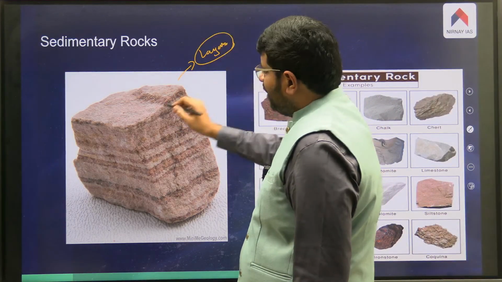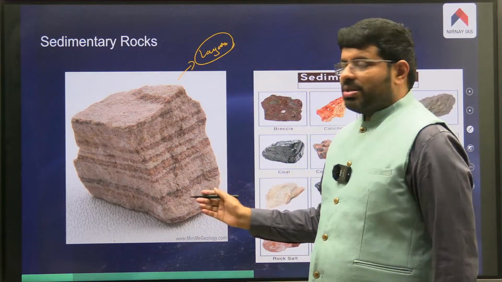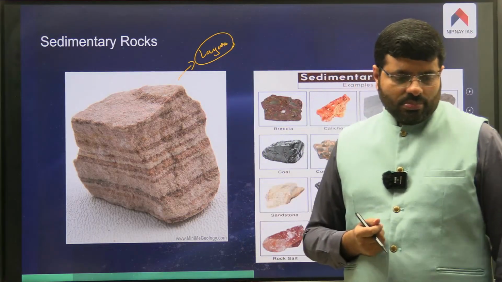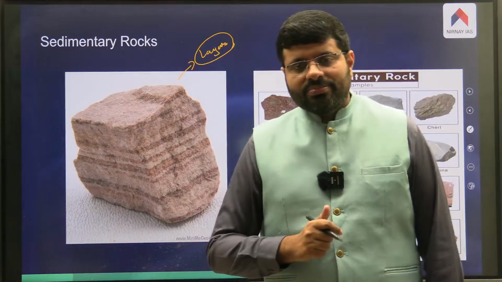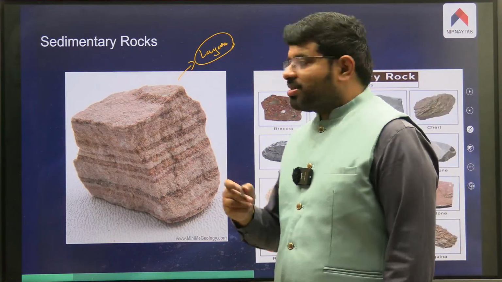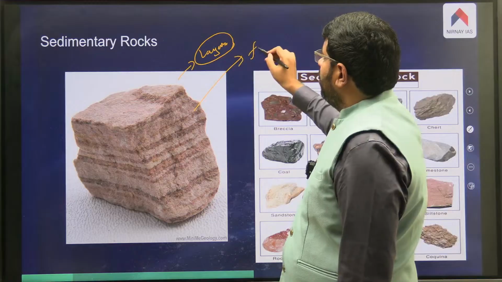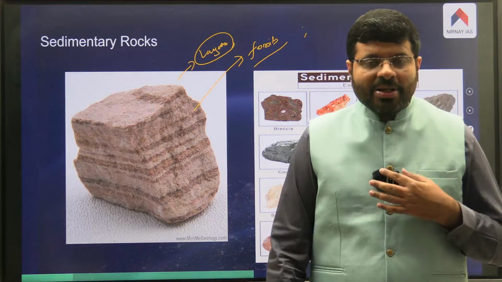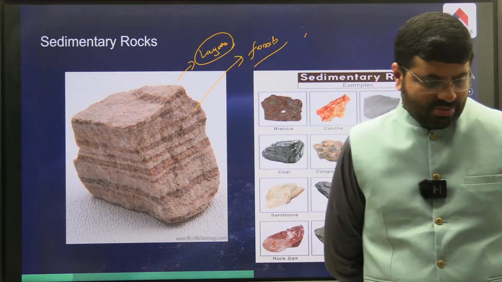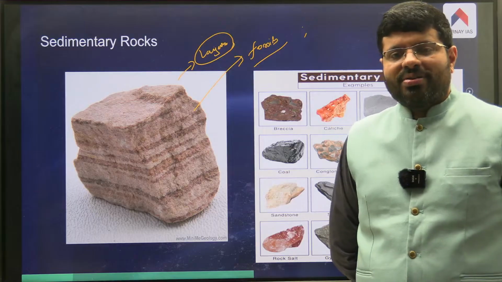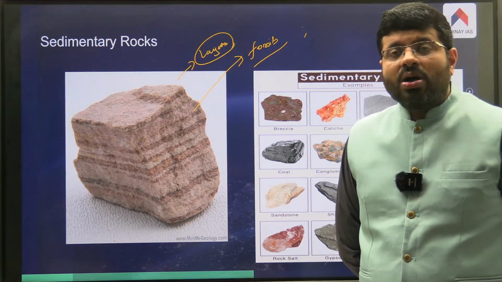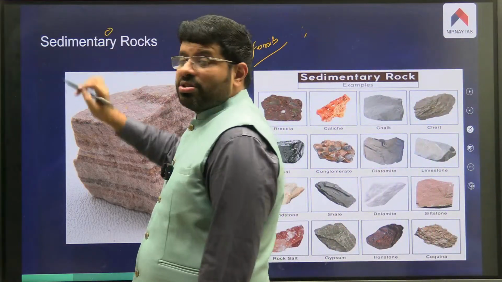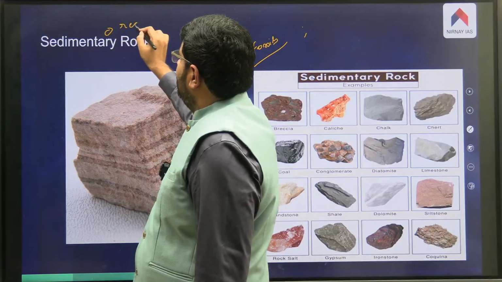Why do you think that they have the layers? Because each layer discusses one type of sedimentation process at one time. So that is the thing. That's why they tend to have fossils. Not just that. I would say sedimentary rocks are like scrapbooks. We all have a scrapbook, right? Which records all the past events. So these are the scrapbooks of the earth. They record all the past events.